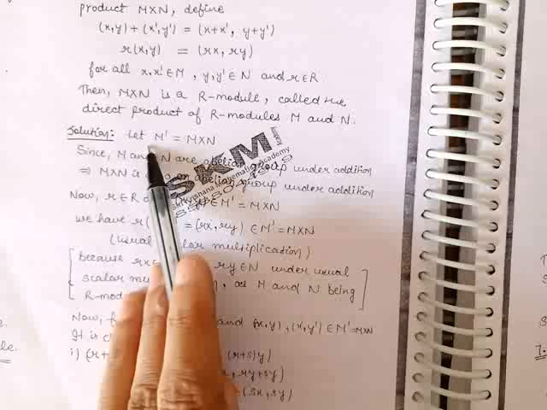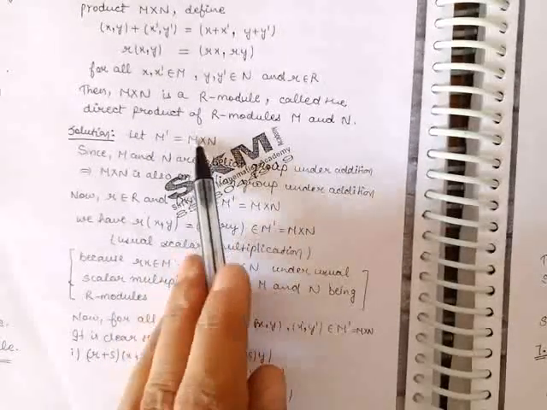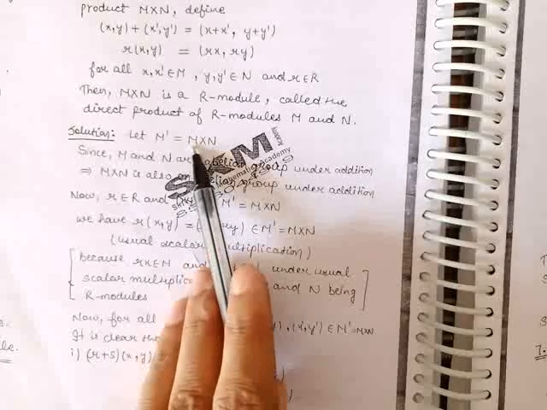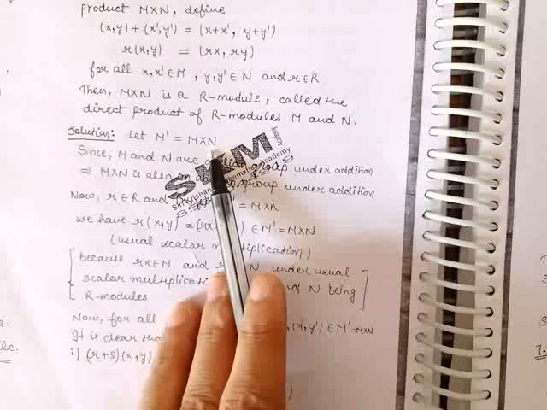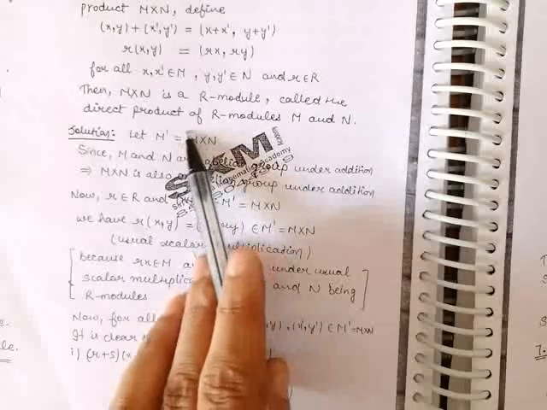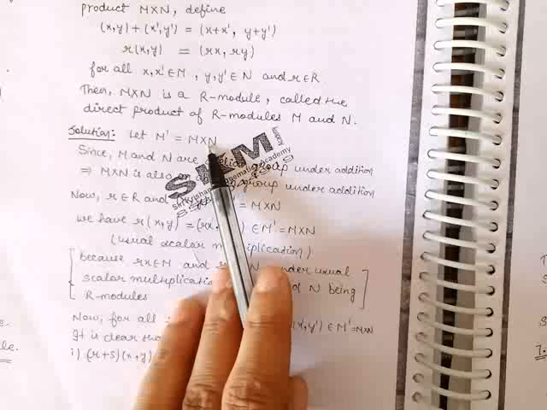First of all, let us verify that this direct product is an abelian group under addition. Because M and N are modules, they are abelian groups under addition. So their direct product is also an abelian group under addition.